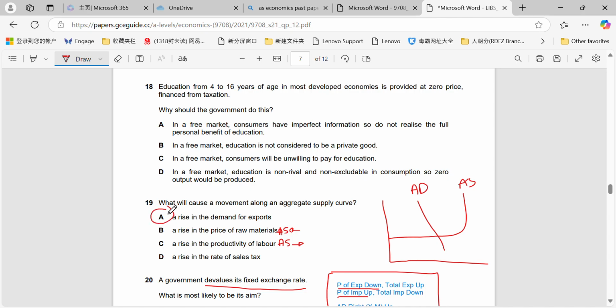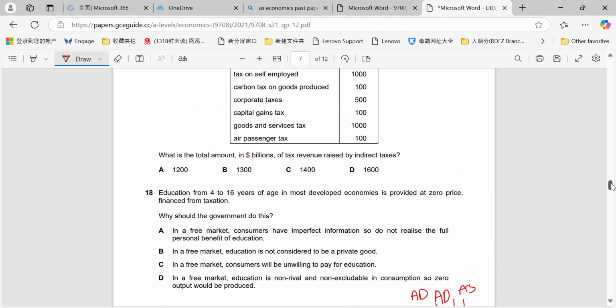If we have a rise in demand for exports, however, X minus M will increase, and we will have a shift to the right in aggregate demand, which we can see will cause the movement along the aggregate supply curve here.